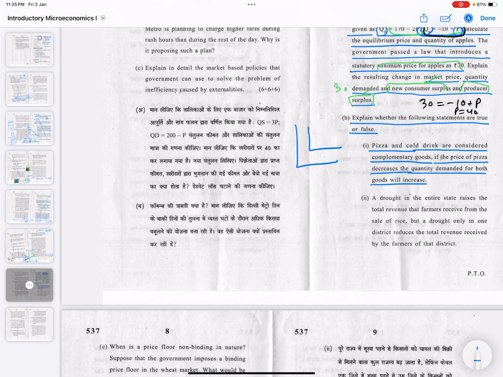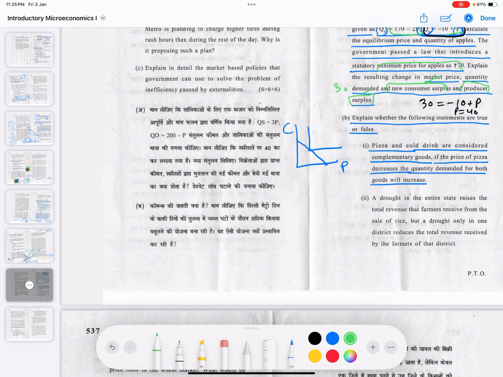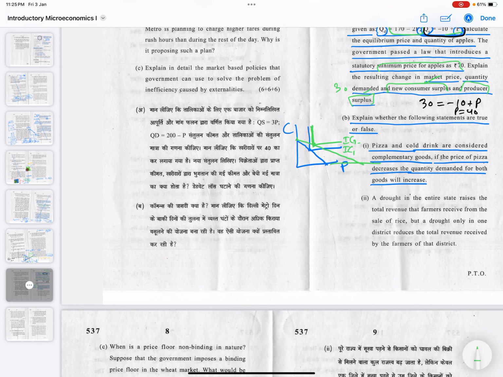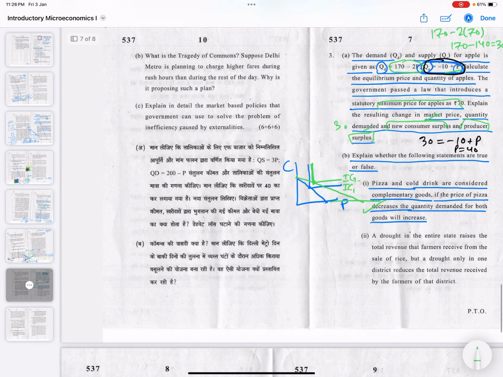So you know the indifference curve is like this. Suppose we have pizza here, cold drink here, and if the ICs are going like this, if the price of pizza decreases, then the new budget line would be like this, and you would prefer to go on a higher IC. So this is IC1, this is IC2. So you will prefer to consume on a higher IC. So this statement is true because you will tend to purchase more of both the goods because they are complementary. So it would make sense to buy both of them.